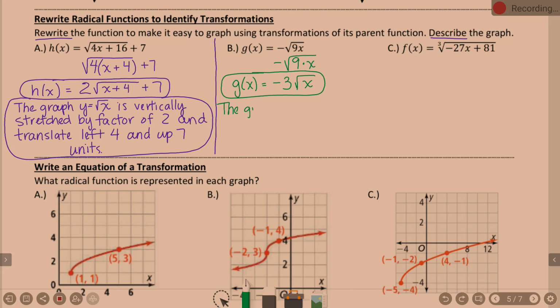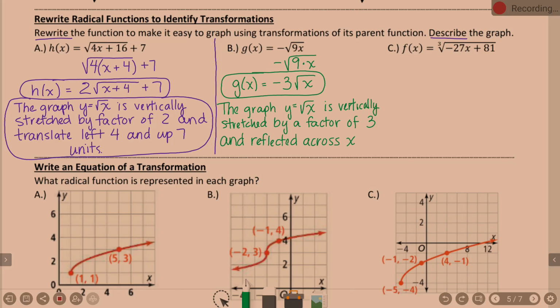I'm going to say the graph y equals square root of x. And I think on this one you could do the vertical stretch or the reflect. It doesn't matter the order here. So, this graph is vertically stretched by a factor of 3, and the negative is out front, so it is reflected across the x-axis.